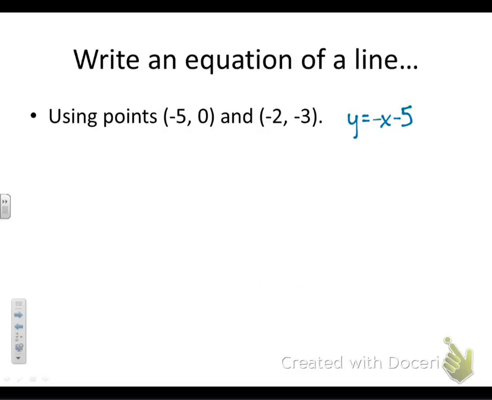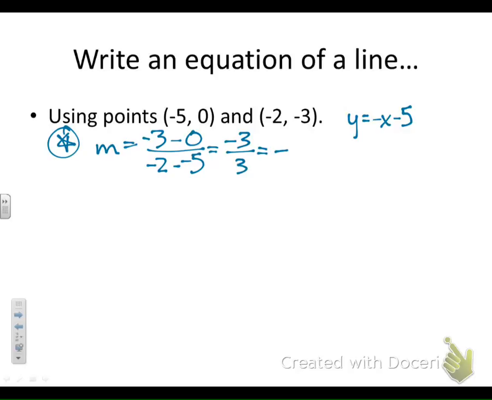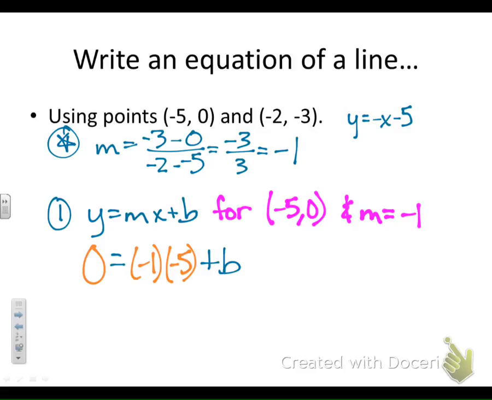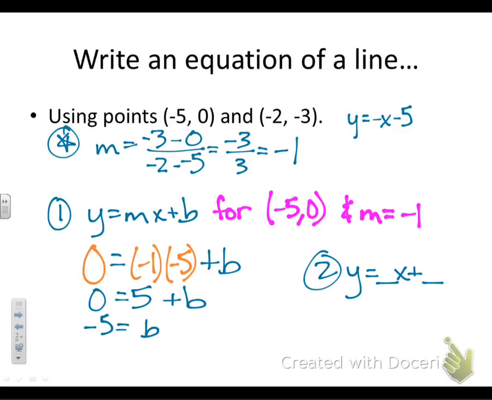Let's check to see if that's right. So the first step is going to be using slope. And we get -3 over 3, giving us -1. Once you find that your slope is -1 and y-intercept is -5, writing the equation, cleaning it up, y equals -x minus 5. Agreed.